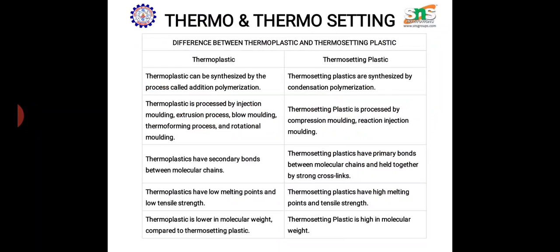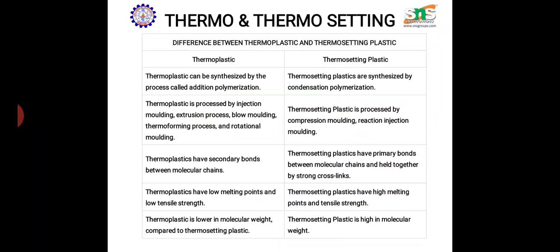The thermoplastics have low melting point and low tensile strength. With the increase in temperature, it will melt. So while heating, it becomes soft, and while cooling, it becomes hard. But thermosetting plastic has high melting point and high tensile strength. It won't melt on heating. It can withstand a very high temperature, but beyond that, it will burn to carbon. It cannot be recycled. Thermosetting plastic cannot be recycled.